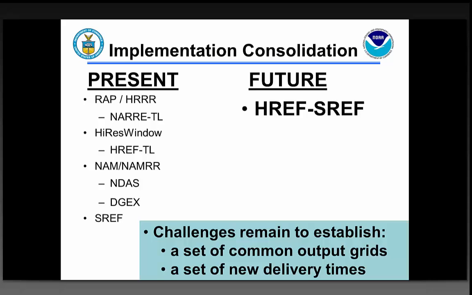Okay, and is it going to be run at the same resolution and time output as over the CONUS? Yes, it would be at 3 kilometers. Okay. Just as the NAM nest and the high-res windows are now. But we'll put it together into a single system.